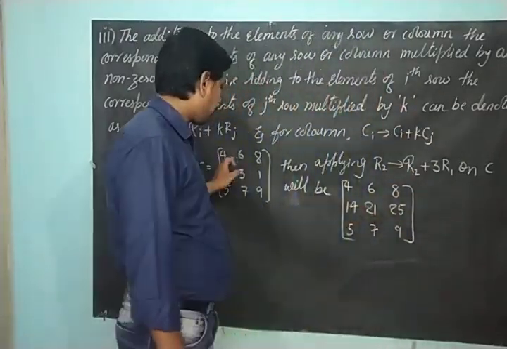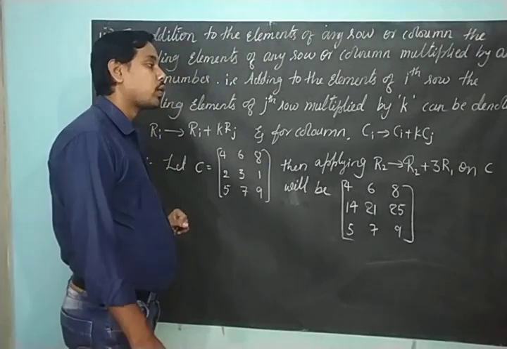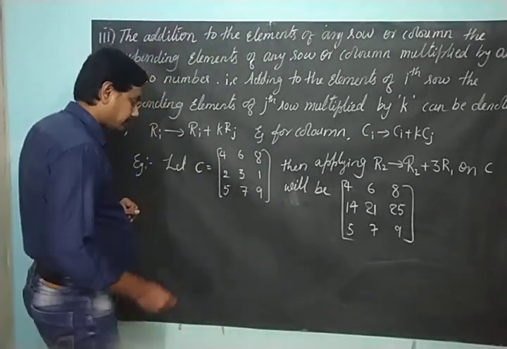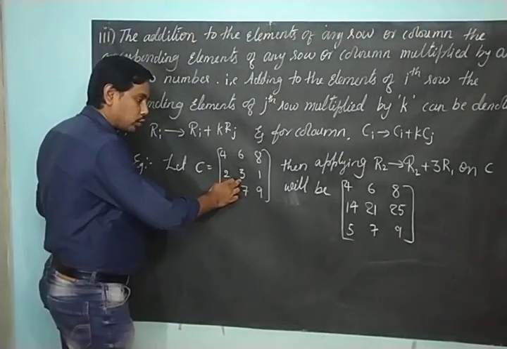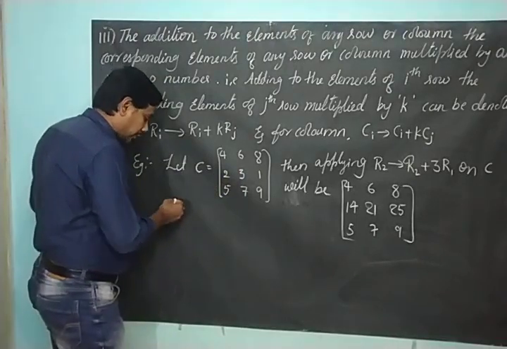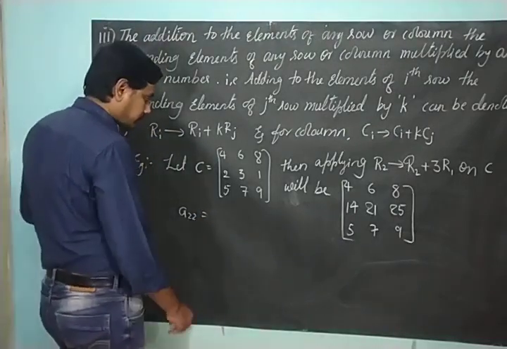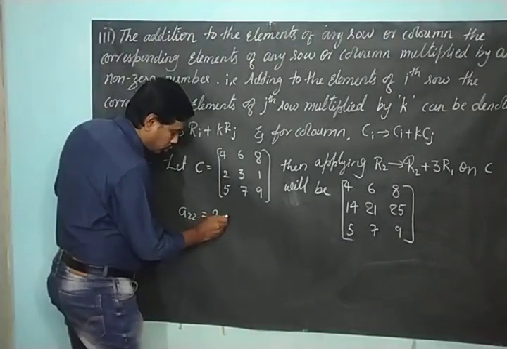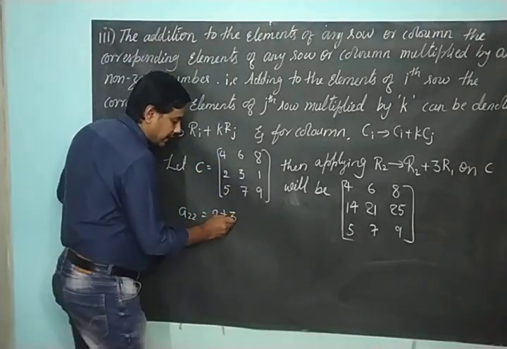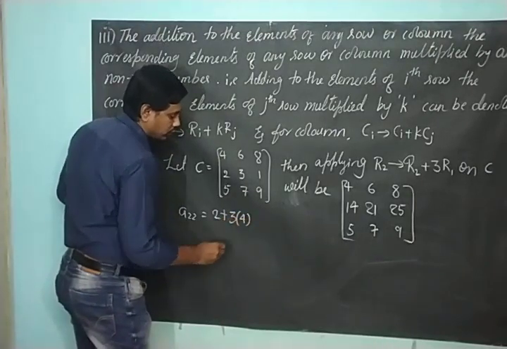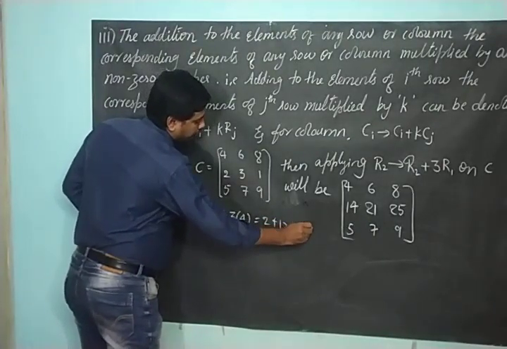So what is there in R1? 4, 6, 8. I write it as 4, 6, 8. Now R2 should change. R2 should change as what? R2 plus 3 R1. R2 has the values A21, A22 and A23. So what will be the new A21 value for us? R2 is 2 plus 3 times R1, 3 into 4. So 2 plus 12 is equal to 14.